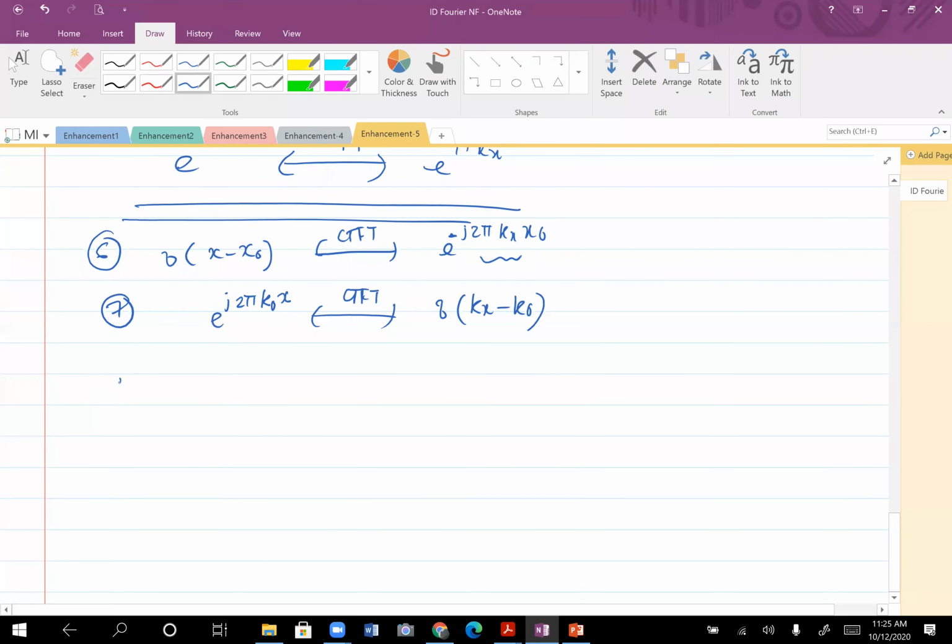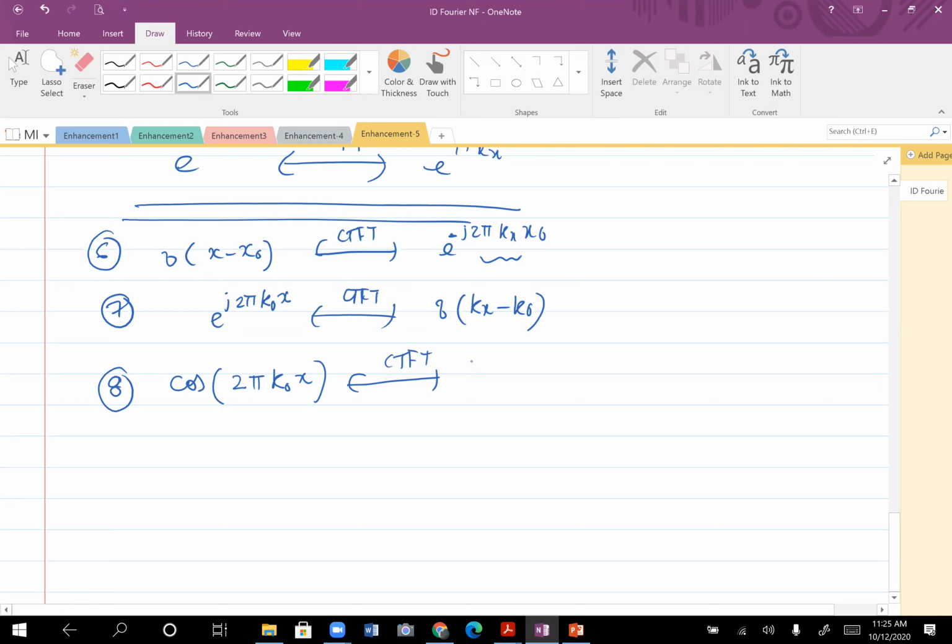The next one is, I have cosine functions now. I'm slowly coming into sinusoidal functions here. Cos 2π k naught into x. So how do you compute the CTFT of it based on the functions that we already computed? How do you write cos now? Sum of exponentials, e power j 2π kx, plus, right. So what would be the answer now?